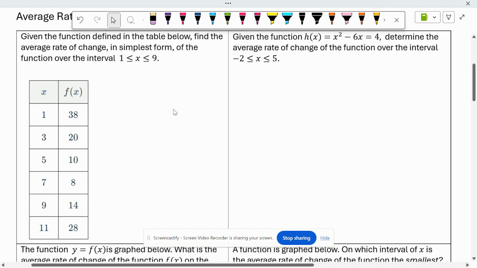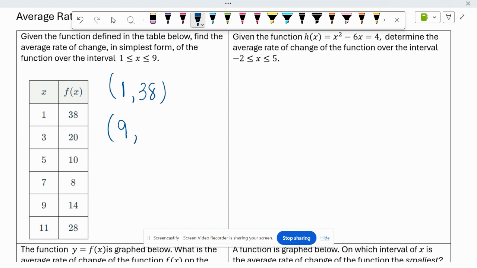So it says, given the function defined in the table below, find the average rate of change in simplest form over the interval 1, 9. So this is just asking you, and I'm going to pull up Desmos as well so you guys can see this. This is saying when x is 1, what is y? When x is 1, what is y? 38, okay. And when x is 9, what is y? Okay. So remember, this is just slope. Average rate of change is just slope.